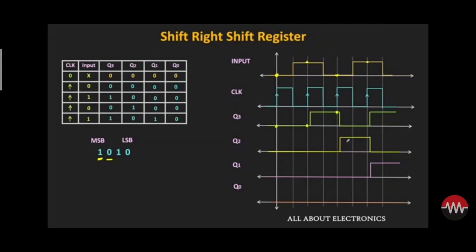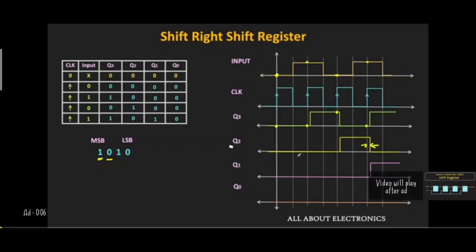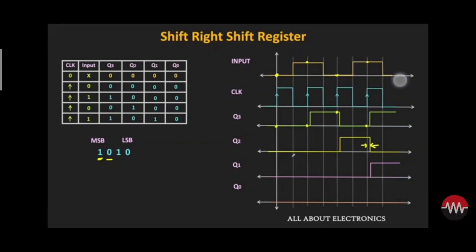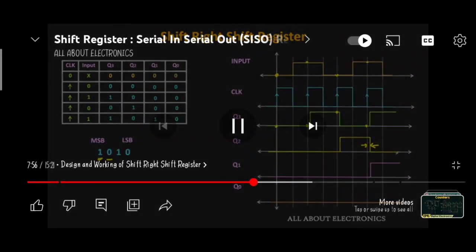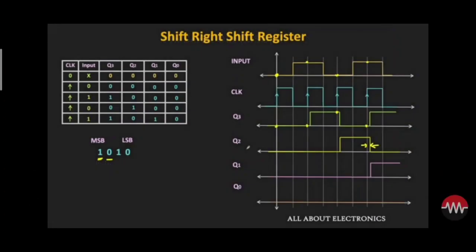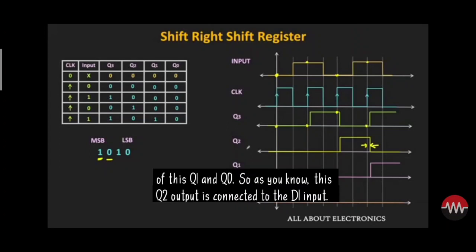But as you know, it will take certain time to respond to this Q3 output. Likewise, at the fourth clock edge, since the Q3 is equal to 0, this Q2 will become 0. And once again, it will take certain time to respond to this Q3 output. The timing diagram of the Q2 output. Similarly, we can also see the timing diagram of this Q1 and Q0.